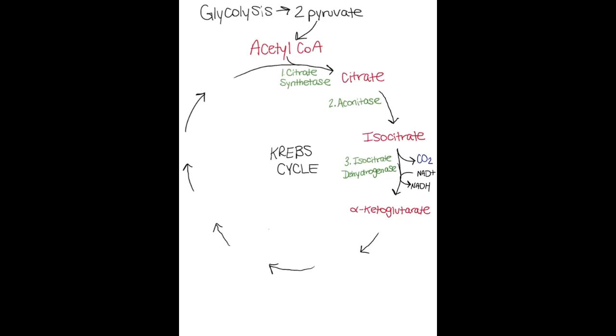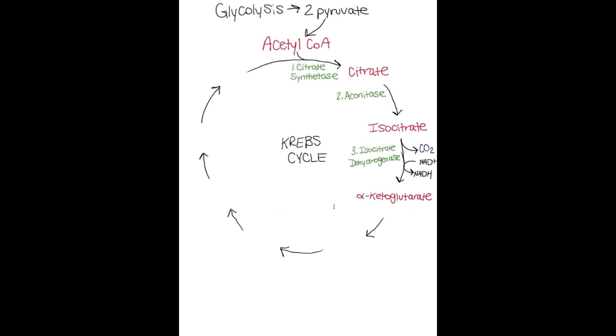Alpha-ketoglutarate then becomes succinyl-CoA by the enzyme alpha-ketoglutarate dehydrogenase. This is another oxidative decarboxylation reaction that produces the second and last molecule of carbon dioxide from the Krebs cycle. This reaction, like the previous, also reduces a molecule of NAD+ to NADH.